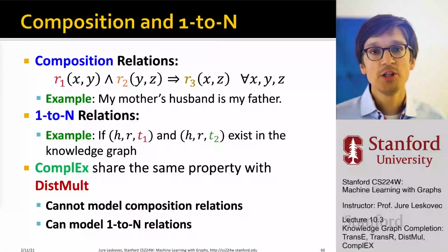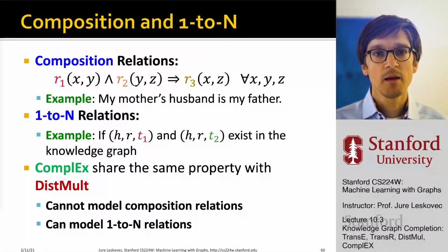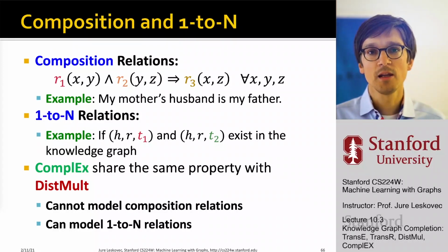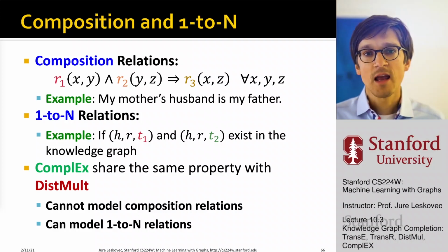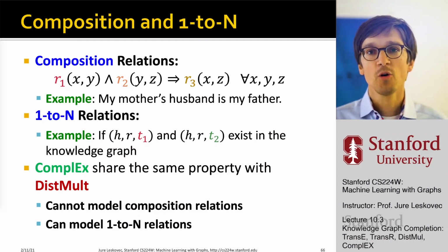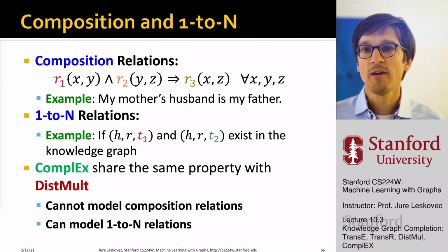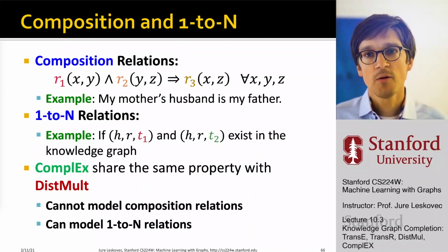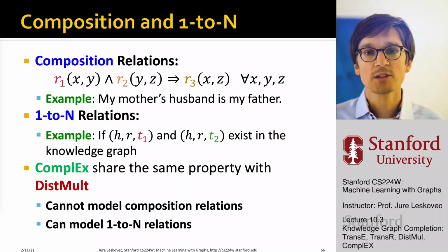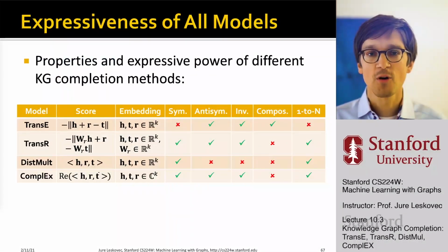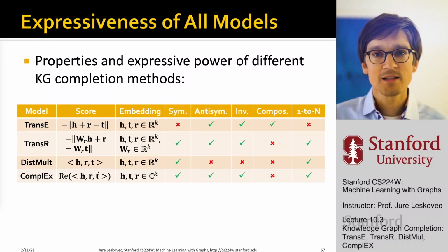How about composition and one-to-n relations? Because ComplEx shares this property with DistMult, meaning it uses a very similar scoring function, it turns out that ComplEx also cannot model composition relations as well as one-to-n relations. This concludes our discussion of different knowledge graph embedding methods for knowledge graph completion. We went through 4 of them: TransE, TransR, DistMult, and ComplEx.